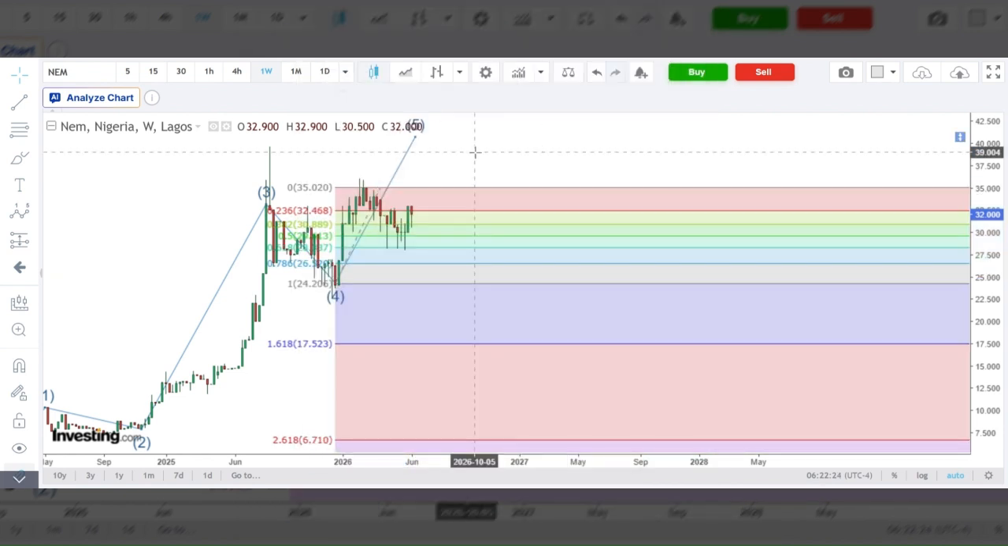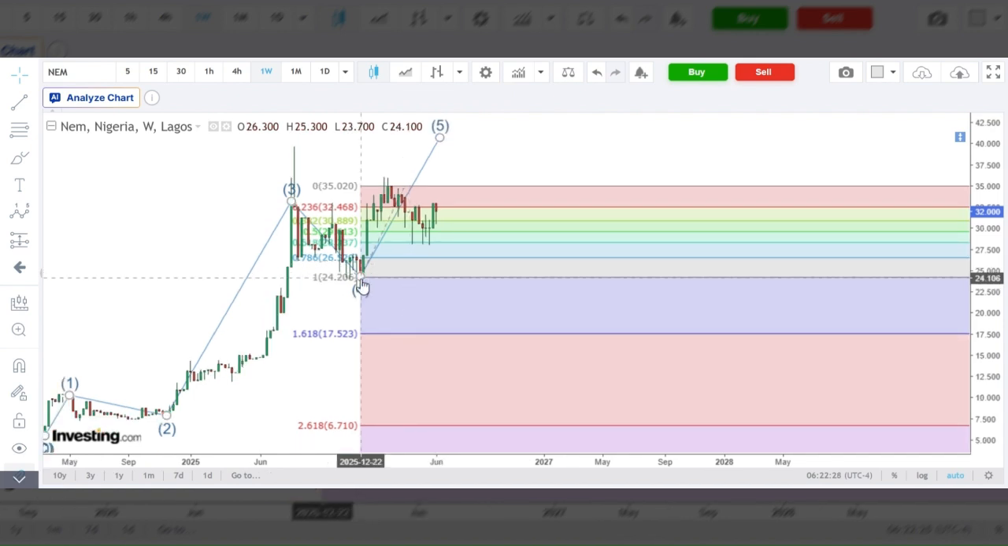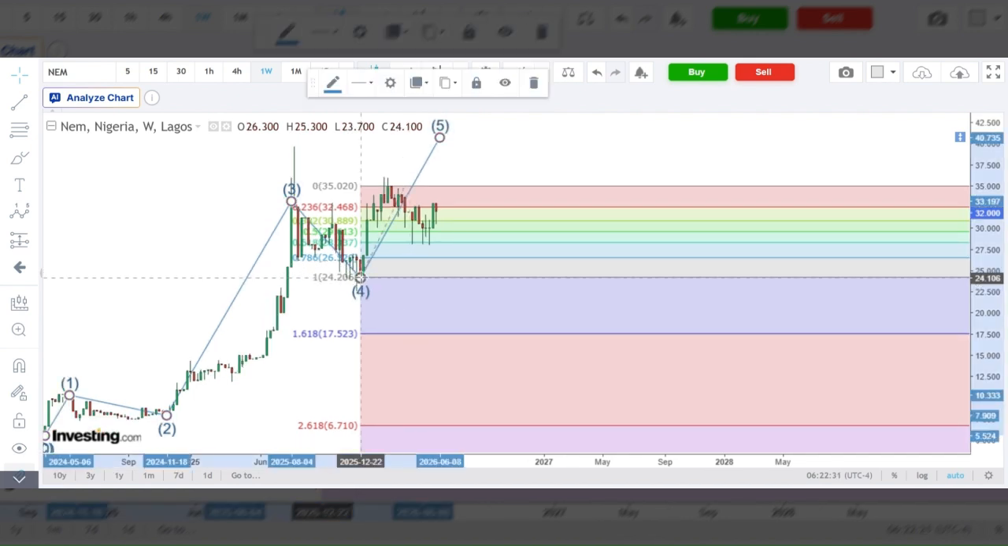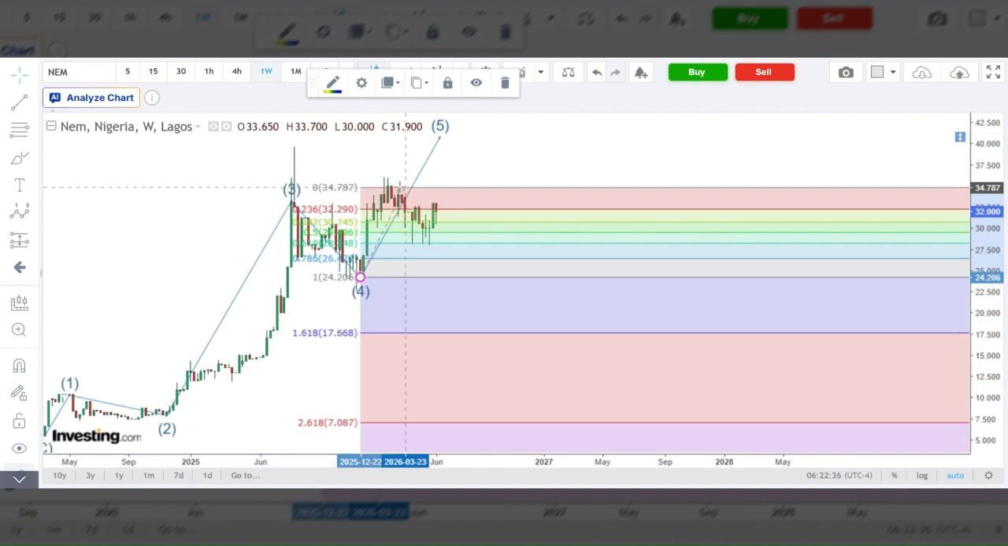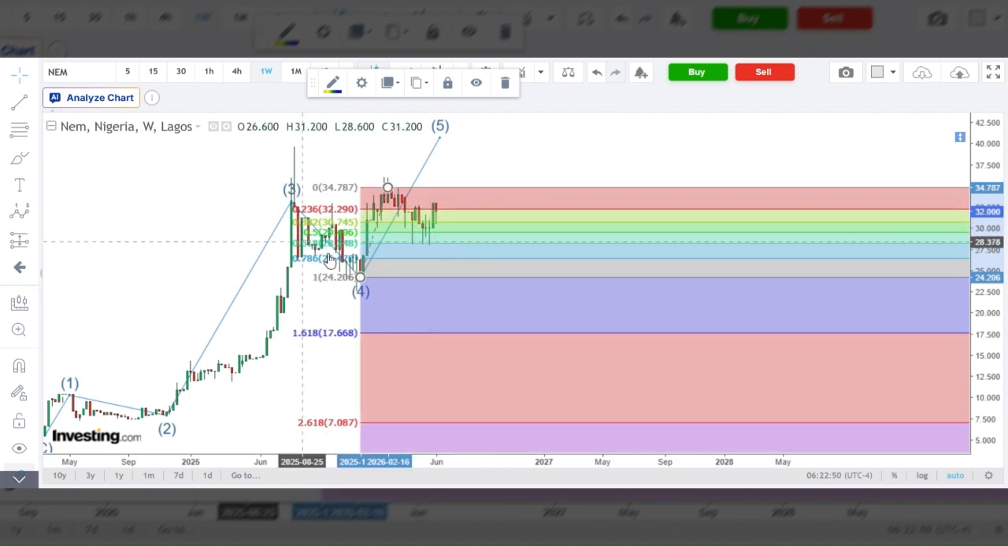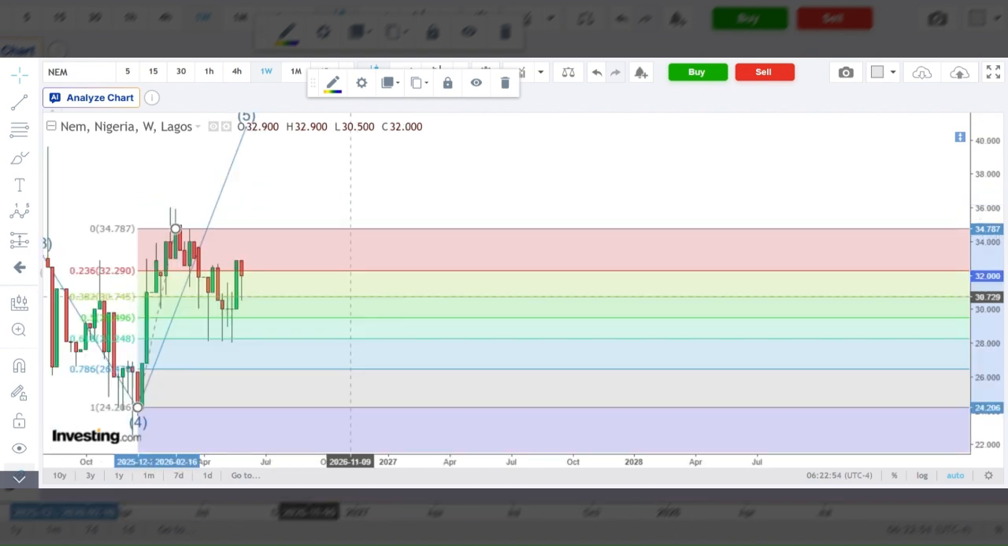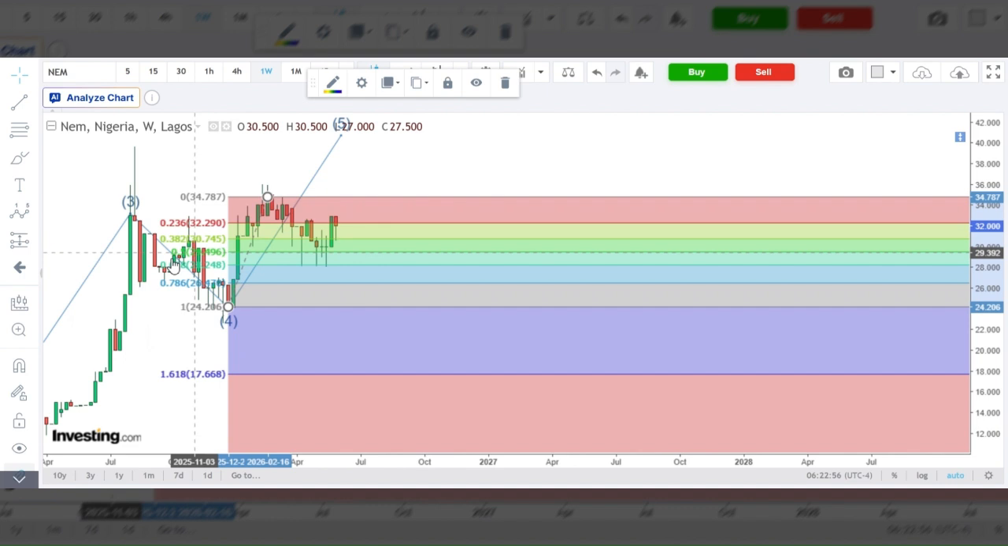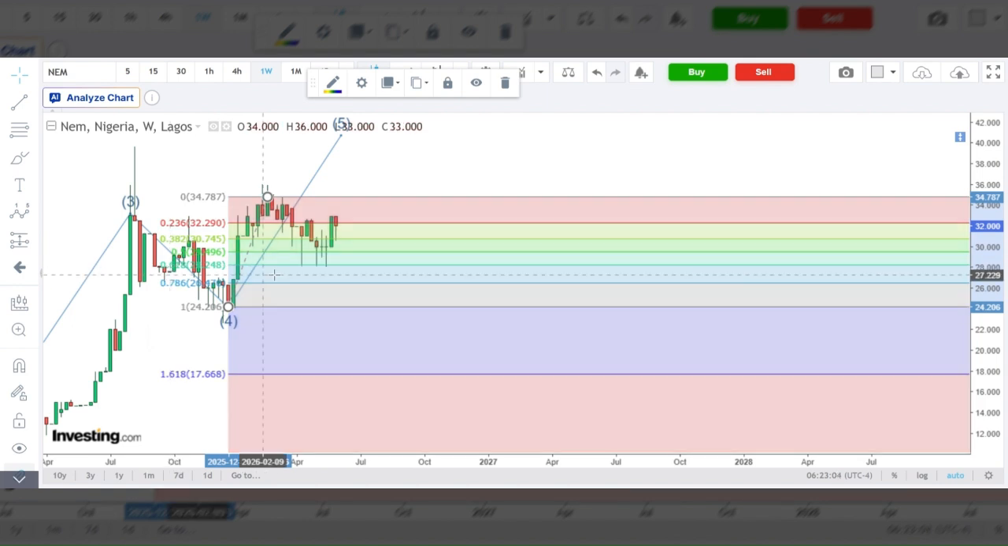As you can see, drawing it from the beginning of this 5, which is the end of our wave 4, the corrective wave, to the end of the first wave of wave 5, you can see the market actually pulled back to 0.618. You might not be able to see it clearly. Let's see if I can zoom it a bit. But this is where it pulled back to, which is 28 naira. So it pulled back to this 0.618 and rejected.